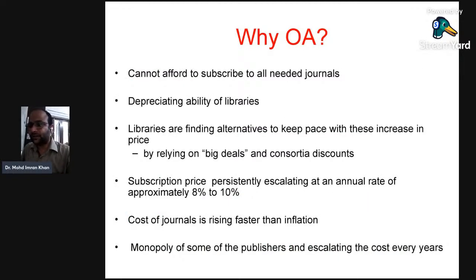Why is open access necessary? It is not possible to afford the subscription fee for all needed journals, which is why libraries' ability is depreciating. Libraries are finding alternatives to keep pace with these increasing prices. Subscription prices are persistently escalating at an annual rate of approximately 8 to 10%. The cost of journals is also rising faster than inflation. Some publishers have a monopoly and escalate the cost every year. All of you might have encountered this: the monopoly of the publishers and the cost of publication.